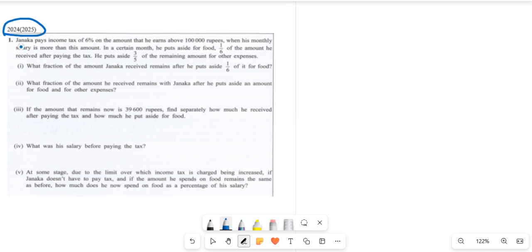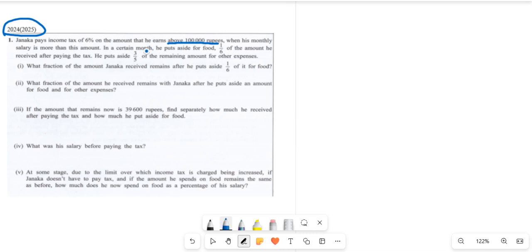In this question, they are telling that Janaka pays income tax of 6% on the amount that he earns above 100,000. For example, if he earns 150,000, only for that 50,000 he needs to pay the income tax, not for the 100,000. When his monthly salary is more than this amount in a certain month, he puts aside for the food 1/6 of the amount he received after paying tax.